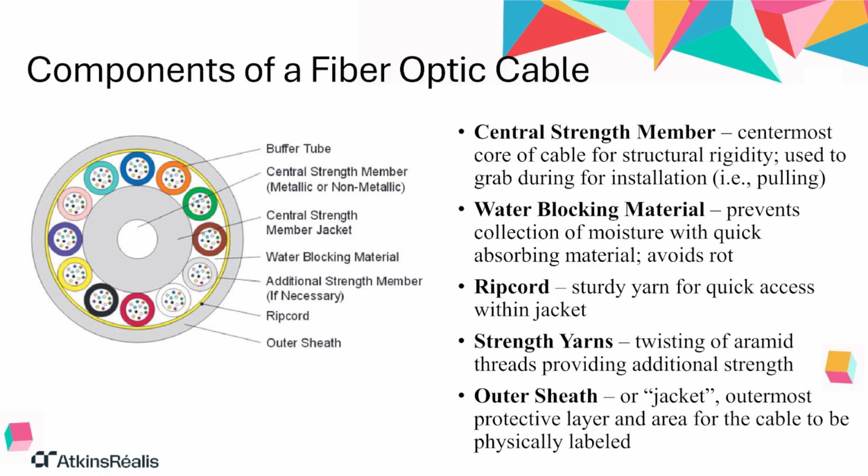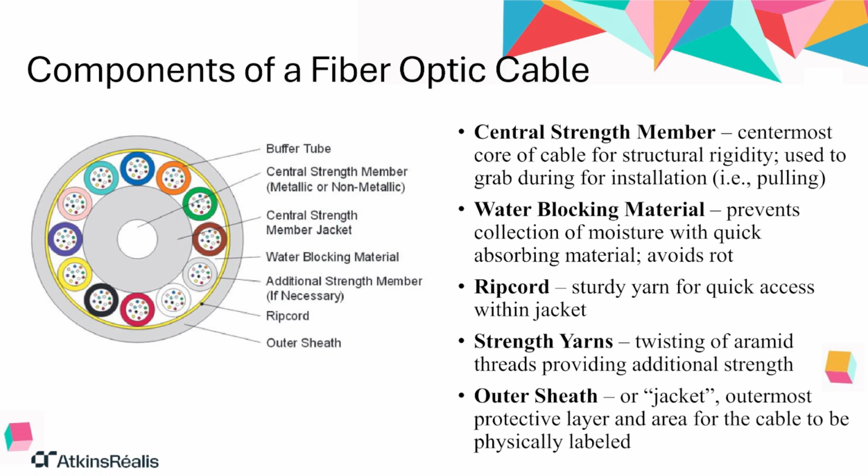Besides the buffer tubes containing the fibers, there are several other important components packed inside that outer sheath or jacket. There's usually a central strength member. This is often a solid rod of fiberglass or similar material right in the middle. Its job is to provide tensile strength and rigidity to the cable, so you're not pulling directly on the fragile fibers during installation.